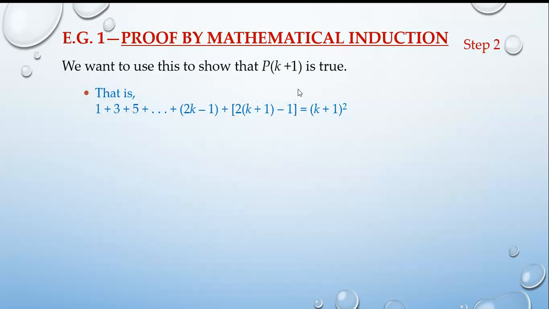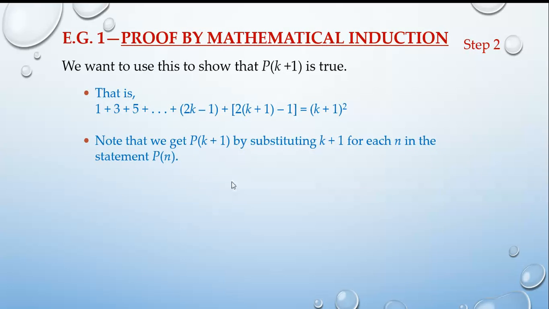Now the next step is to use this Pk to show that Pk plus 1 is true, right? So now we have to put k plus 1 in place of n. So 1 plus 3 up to 2n minus 1. When you put k plus 1 in place of k, you will get 2(k plus 1) minus 1. And what will be the earlier term for this? Since this is the k plus 1 term, the term before will be 2k minus 1, and the right side is n square, with n being k plus 1, so (k plus 1) square.